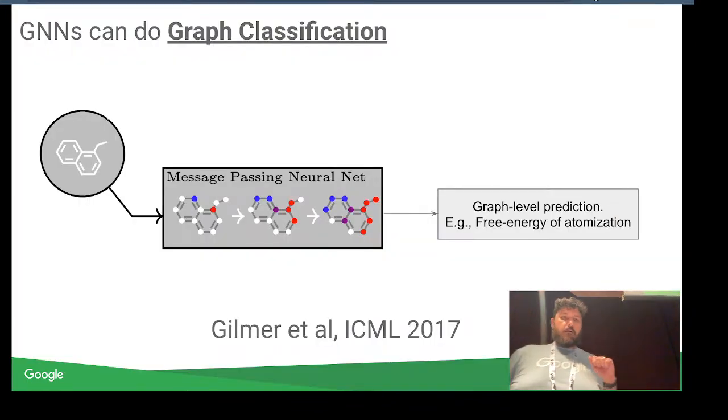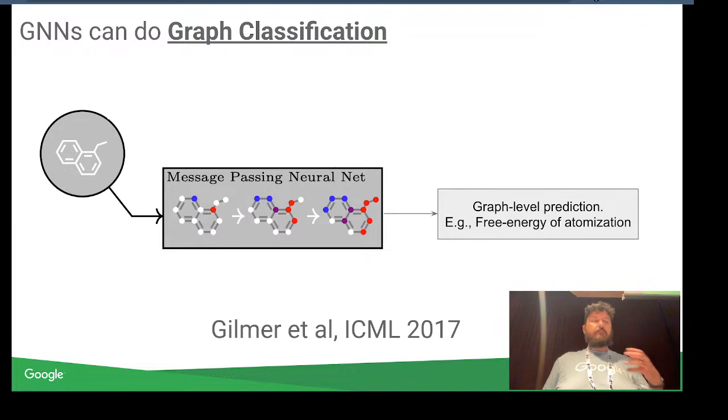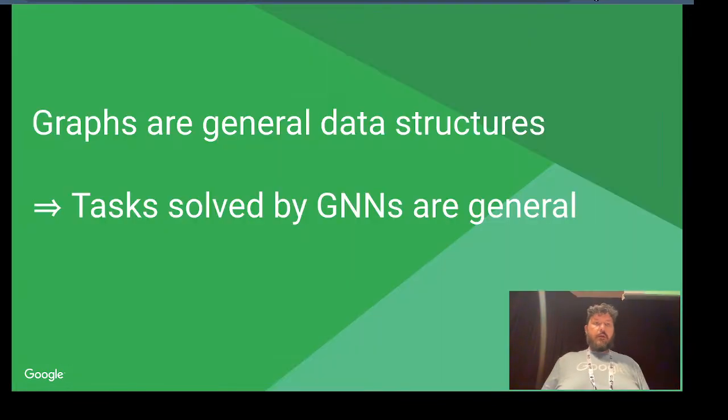A very common use case for this is doing molecular property prediction. In this case, our graph corresponds to some molecular structure. We apply some graph neural network, a message passing neural network in the case of this paper by Gilmer in 2017. And from this we can do things like predict will this molecule bond with something else.